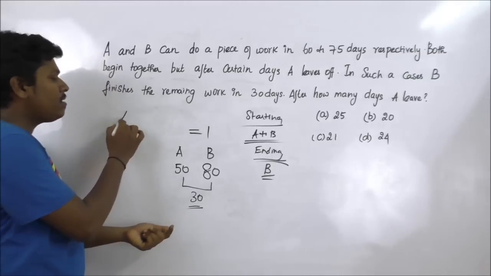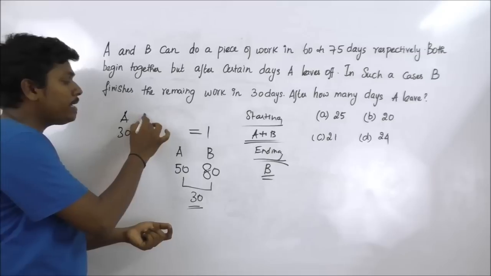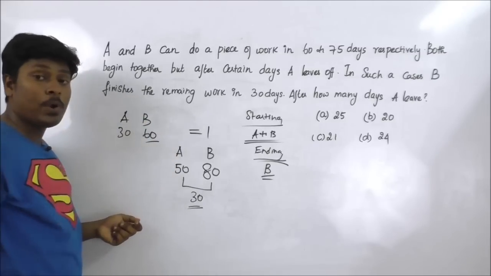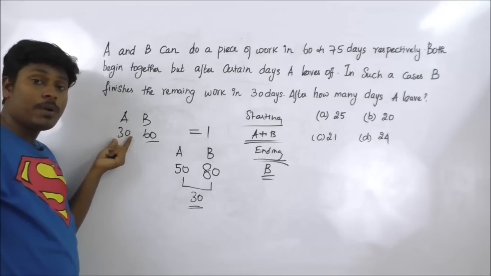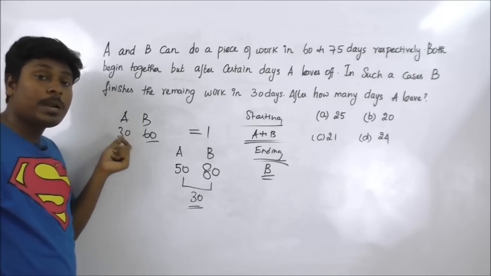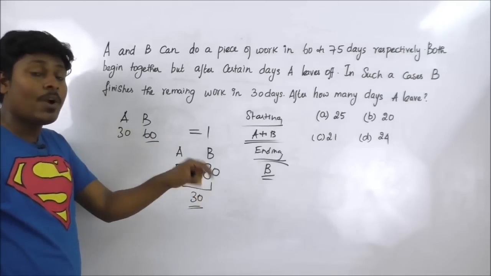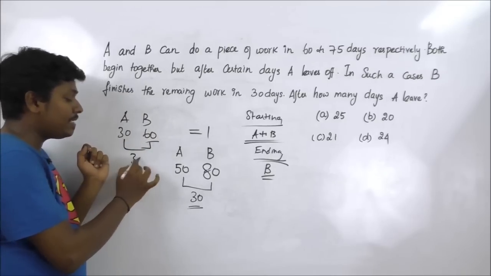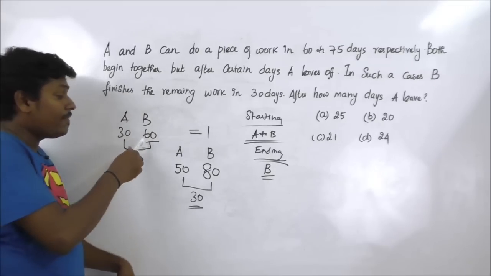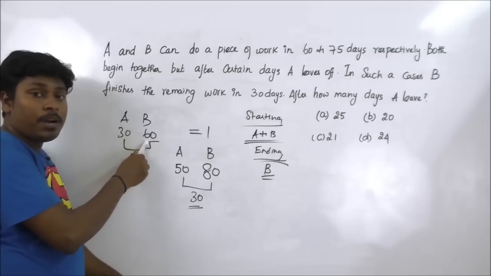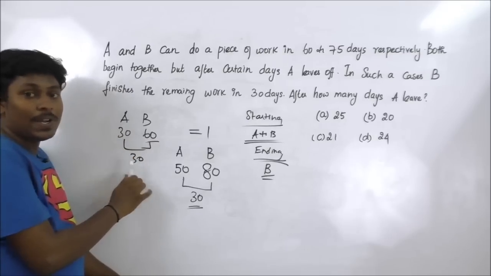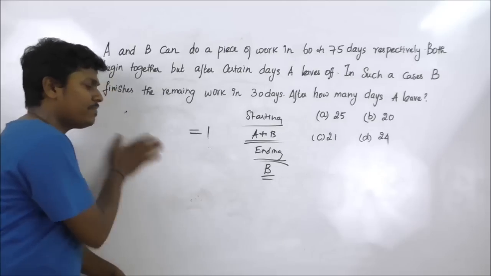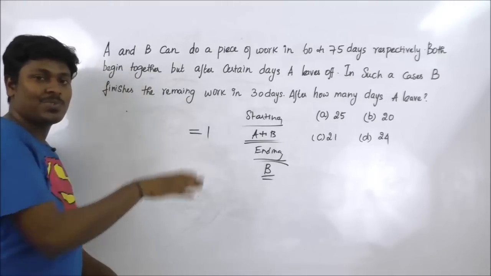Just assume another value. If A is equal to 30, what about B? B should be 60 days. Why? Because if A leaves off in 30 days, B should complete the remaining work in excess 30 days. Comparing the difference between 30 and 60, which is 30 days. Just see here, friends, when compared to A, B has worked 30 days excess. Got the idea? Right, okay. Just substitute the value, friends, that's it. If you know this concept, it is so easy to solve.